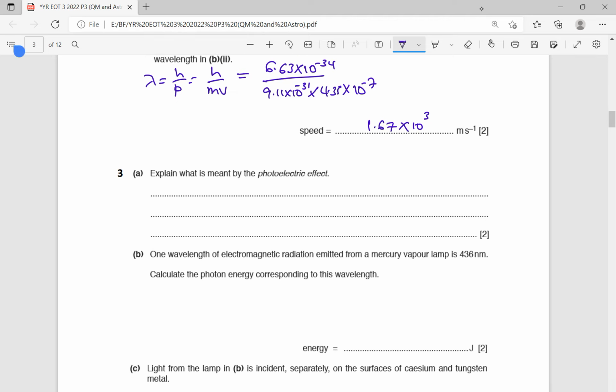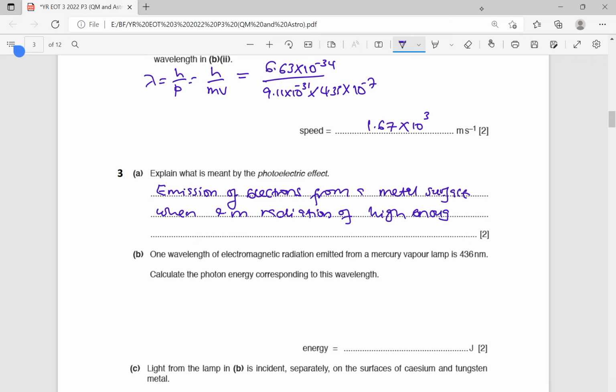We have studied the photoelectric effect: the emission of electrons, or release of an electron, from a metal surface when electromagnetic radiation, I'll use EM for electromagnetic radiation, of high enough frequency falls on it.